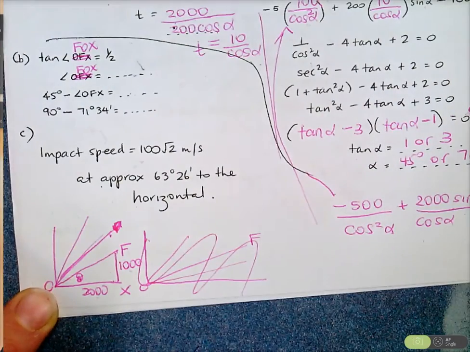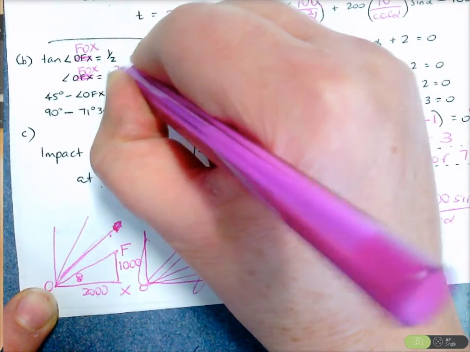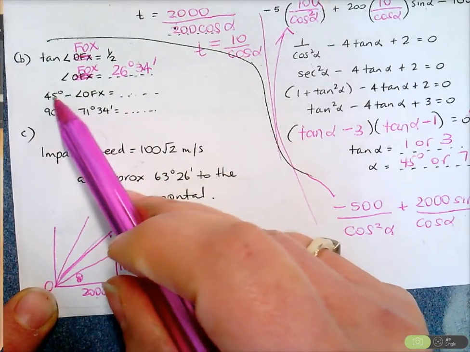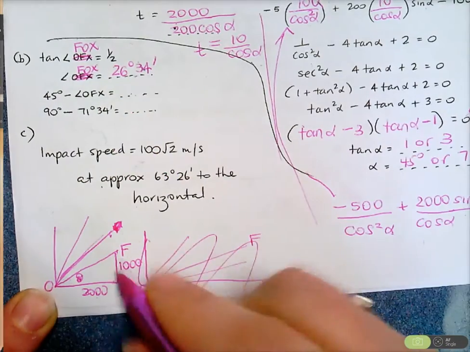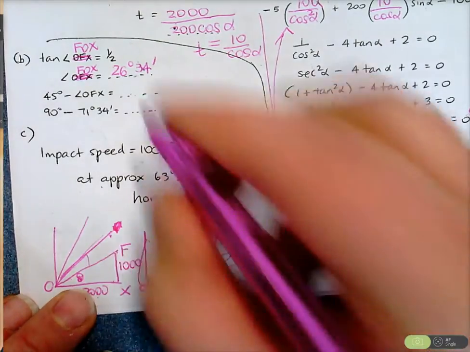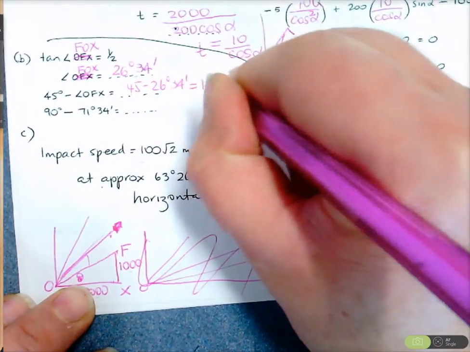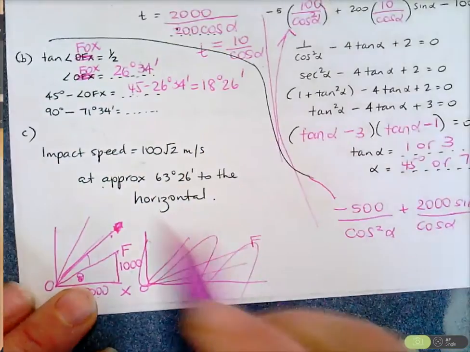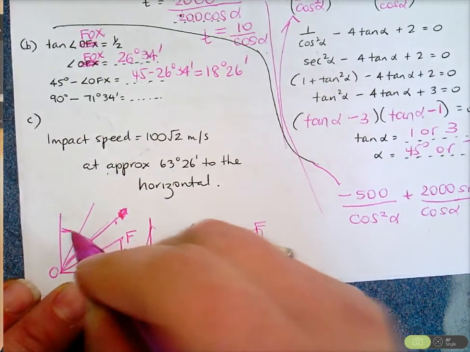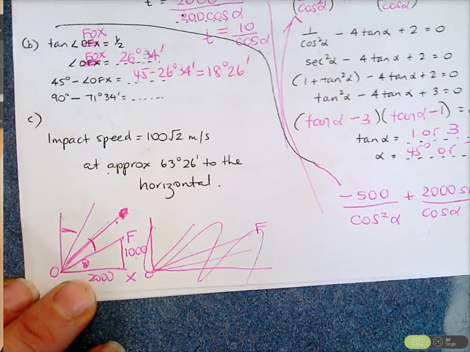What's shift tan of a half? 26 degrees and 34 minutes. So they're saying 45 minus that. I don't know what they're talking about here. 45 minus 26 degrees, 34 minutes is what? 18 degrees, 26 minutes. And then the angle from that to the 45 and then this angle. Oh, what are they asking for?